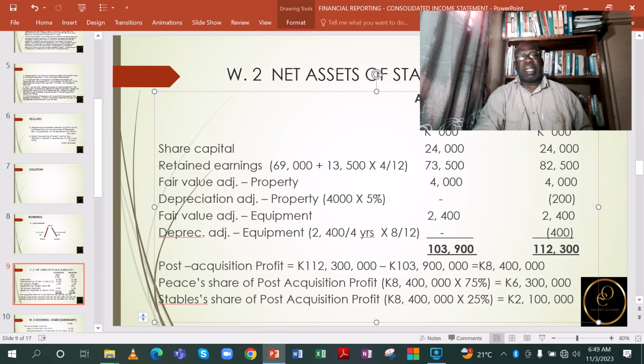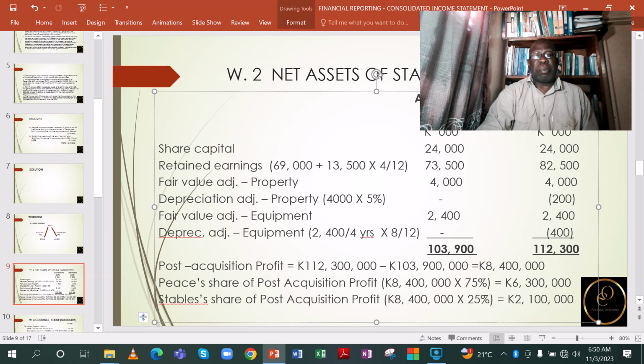Net assets can be looked at in this manner. We look at what was used to finance the assets. We look at the accounting equation. The accounting equation is given as assets is equal to capital plus liabilities. So you can say net assets is equal to capital employed. Okay, so net assets is equal to capital employed. We are going to use that particular analogy to determine what the net assets are.